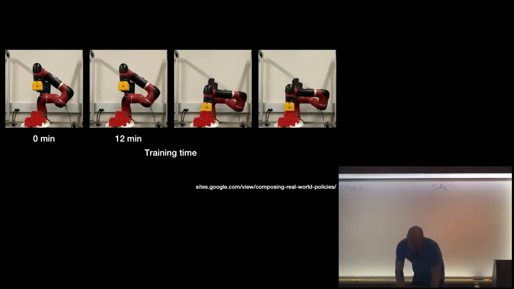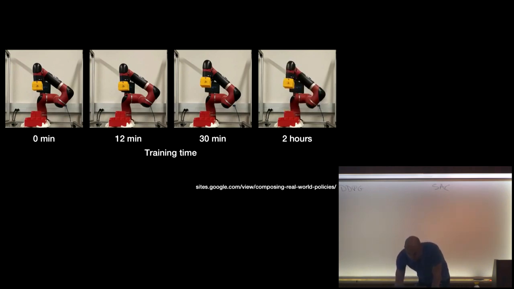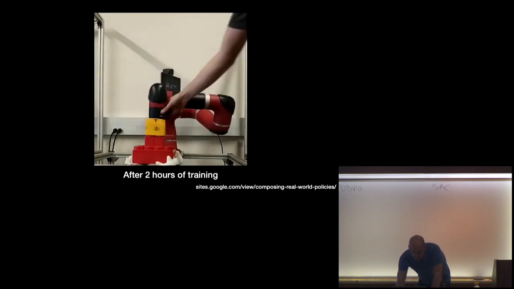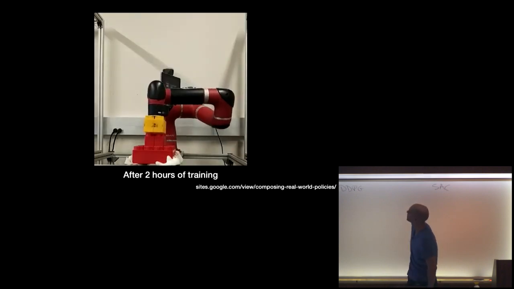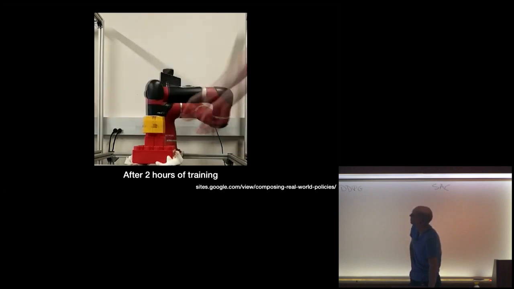And after 1 hour, it's able to consistently stack the block. So in just an hour of training on the real robot, so it's actually pretty fast, it's able to acquire this skill. Or 2 hours here. You can actually perturb it, which is pretty interesting. And that speaks to the robustness of the policy it's learned.